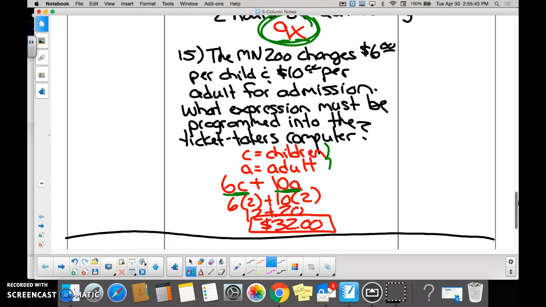So if you have a family of 10 and there are 2 adults and 8 children, we can plug in 2 adults here, 8 children here, and get our total. My family has 2 children and 2 adults. So when we multiply those together and add them up, we get how much money? $32. Any questions? We good?